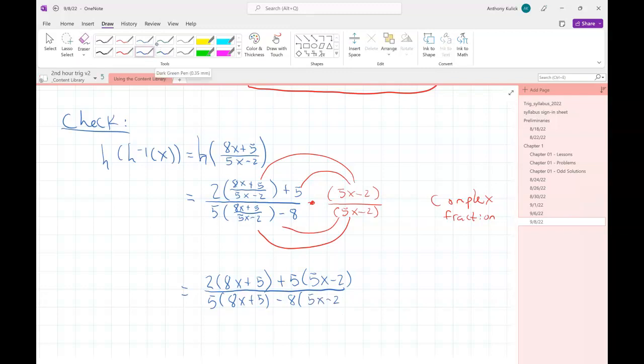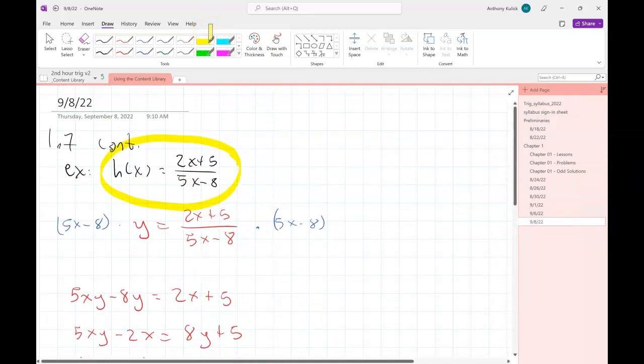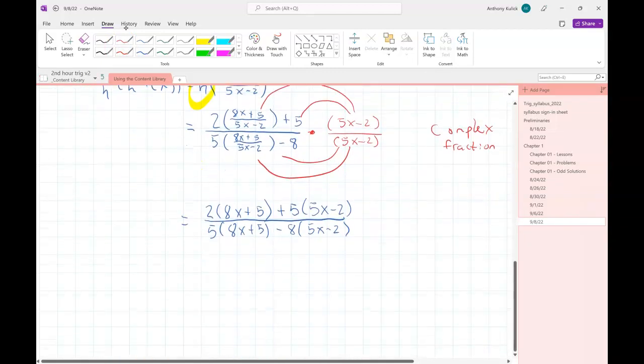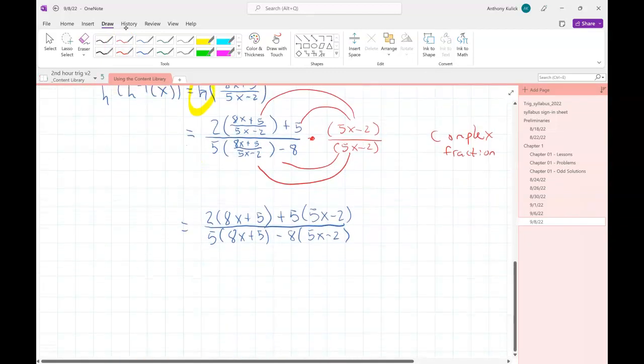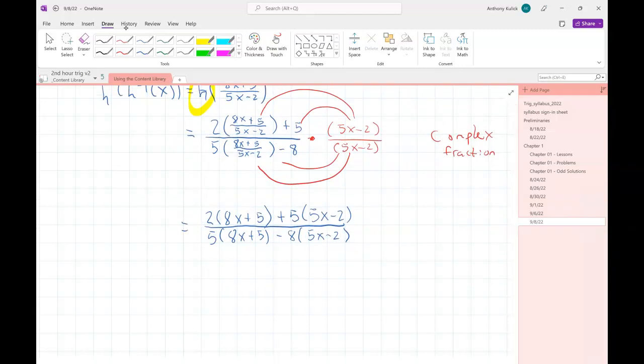Yes, Boyd? So when we started, why did we switch 8 and 2 for like the 8x? So my function h is this. That's what you're plugging into. Oh, okay. So I didn't switch anything. I was just using h because we're picking up from a problem we started last time. Is that okay? Okay.